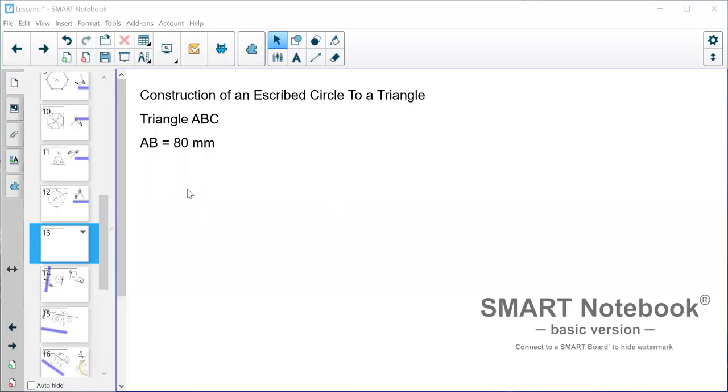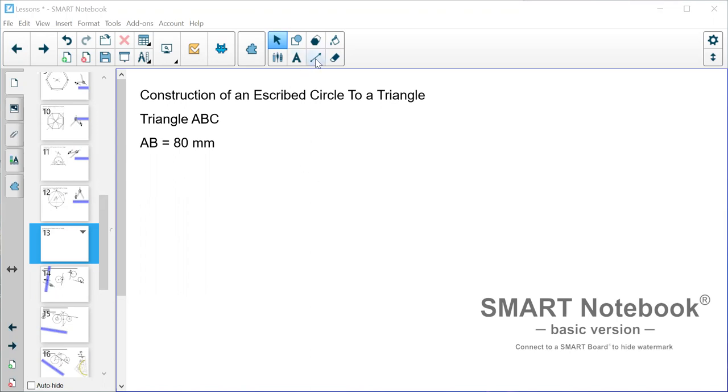Hello students. In this video, I will demonstrate how to construct an escribed circle to a triangle. Basically, an escribed circle is a circle constructed to a plane figure that touches two extended lines of that plane figure on one side. So the circle must touch one side of the figure and two extended sides.